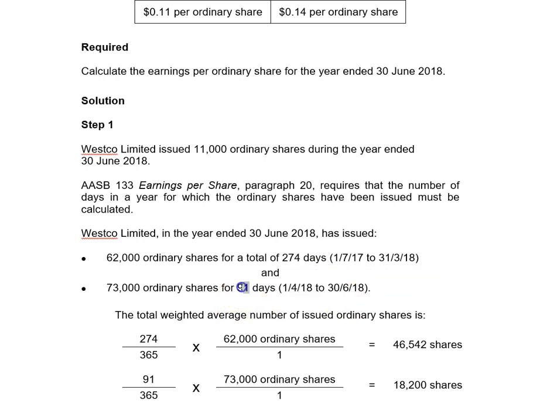How do I get 91 days? This is easier because there are only 3 months, April, May, and June. April has 30 days, May has 31 days, and June has 30 days. So the total would be 91 days.